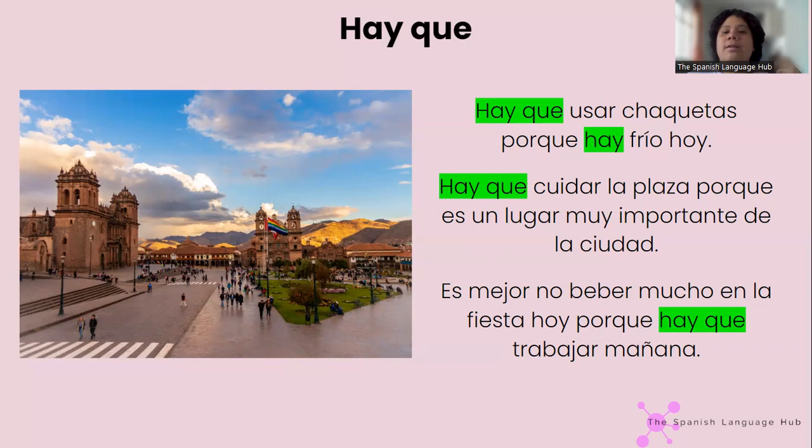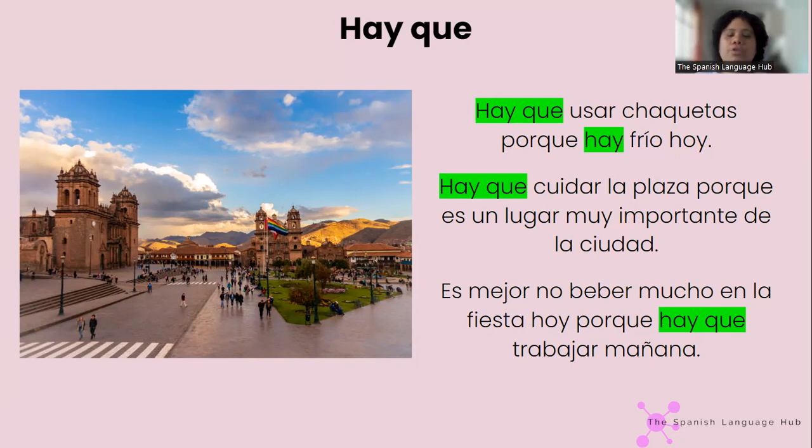For example, hay que usar chaquetas porque hay frío hoy. We already saw that. It's necessary to use jackets because it's cold today. Hay que cuidar la plaza porque es un lugar muy importante de la ciudad. It's necessary to take care of the plaza because it's a very important place in the city. Es mejor no beber mucho en la fiesta hoy porque hay que trabajar mañana. It's better not to drink much at the party today because it's necessary to work tomorrow.